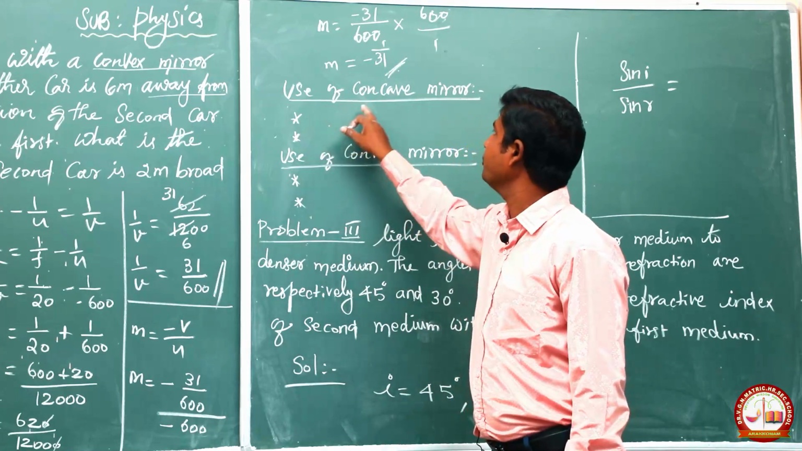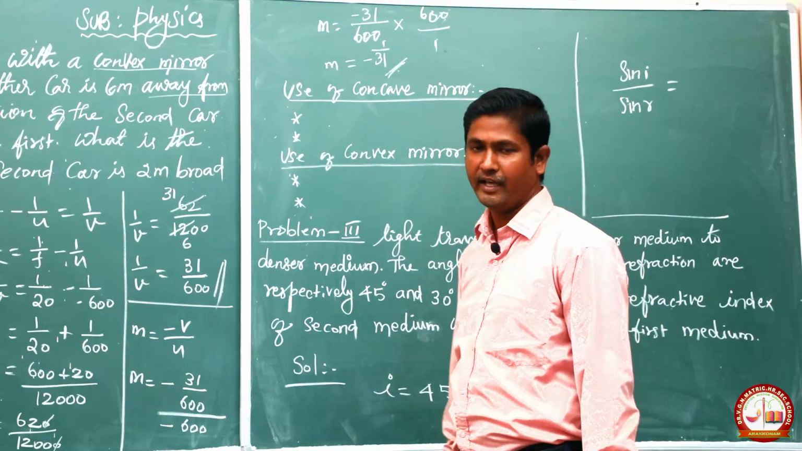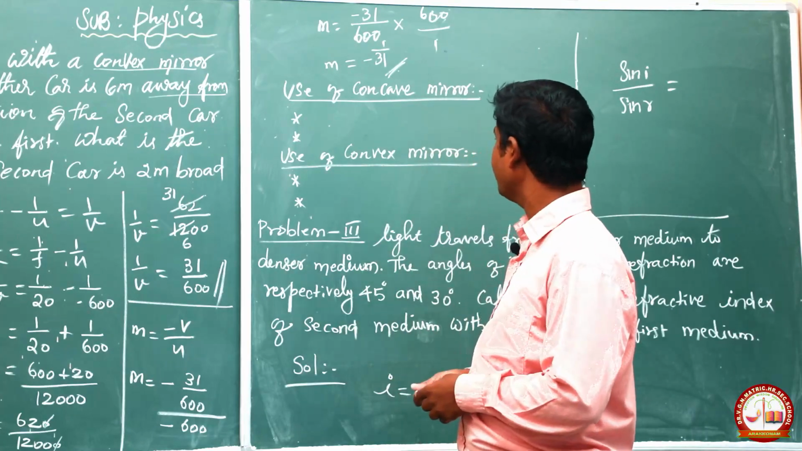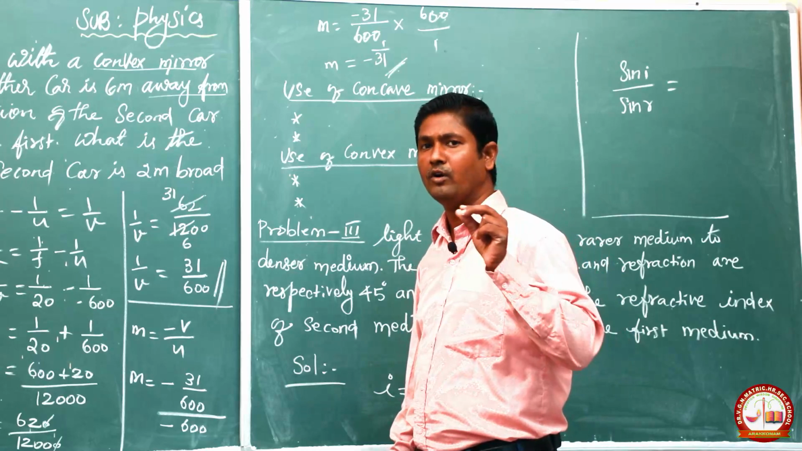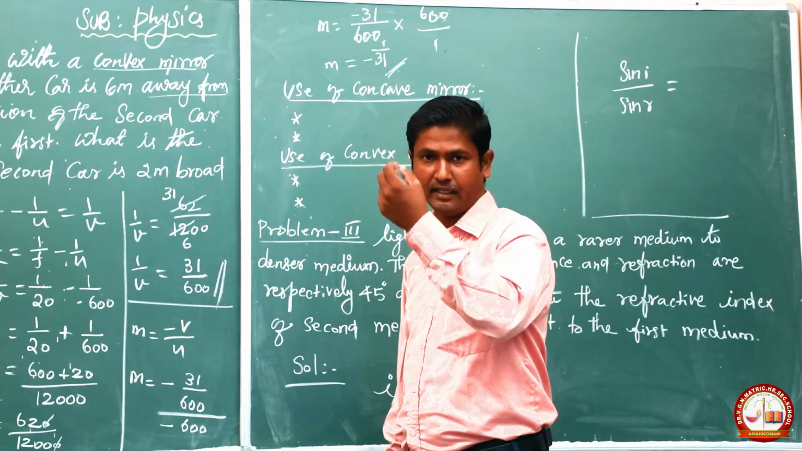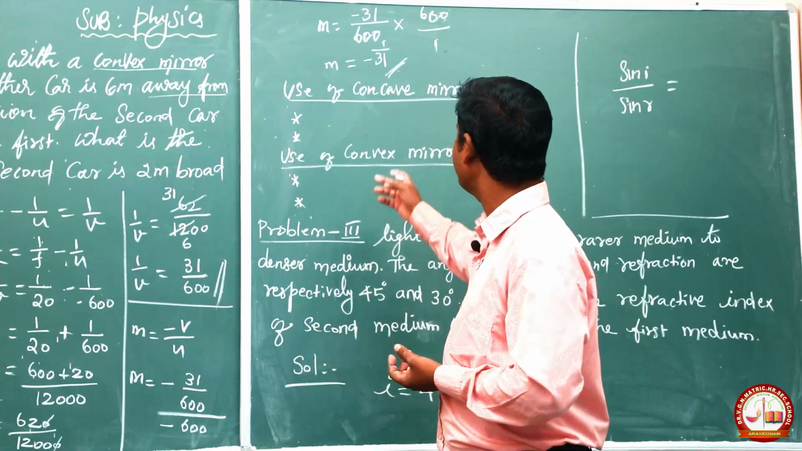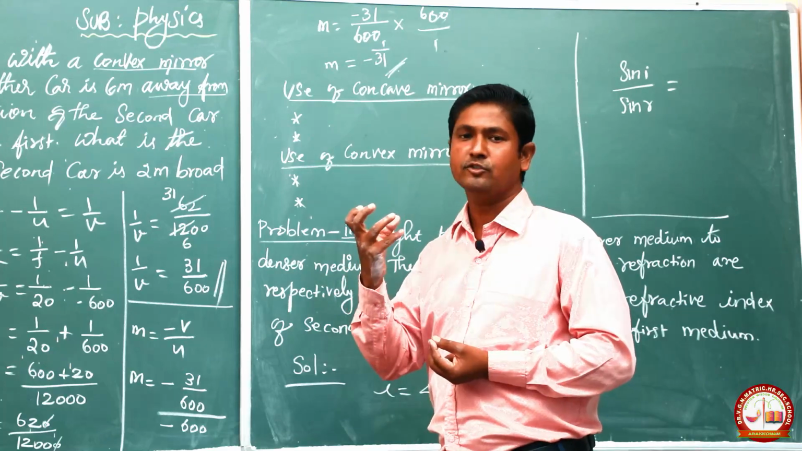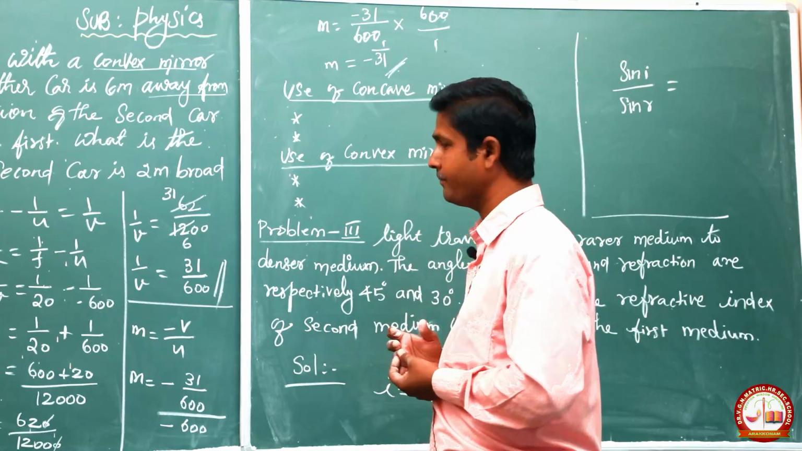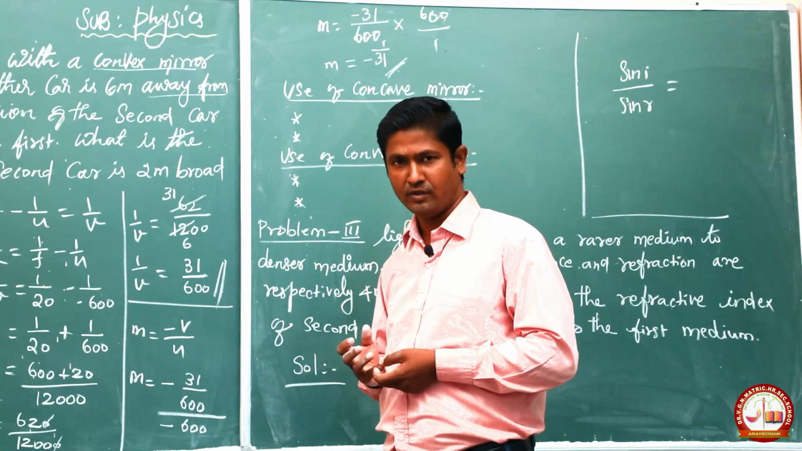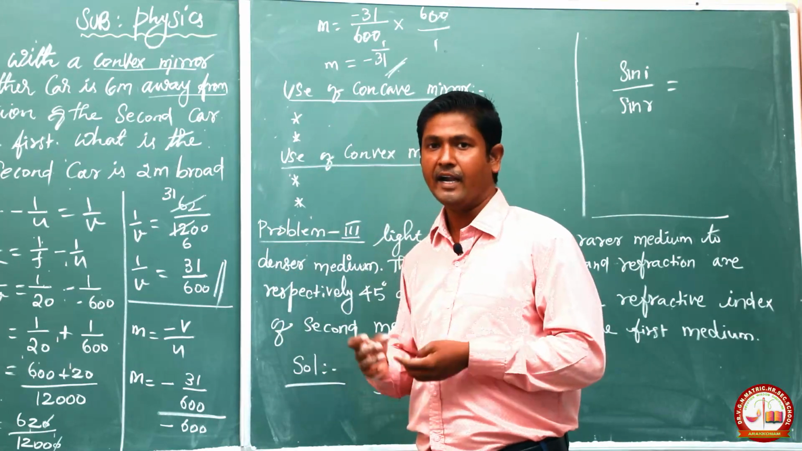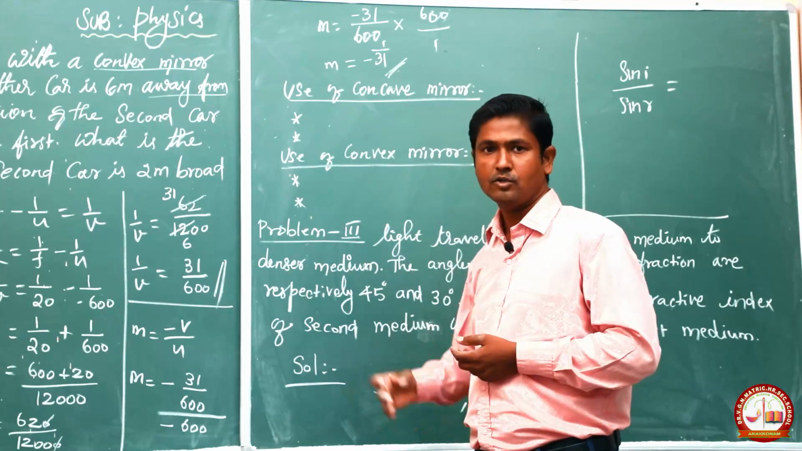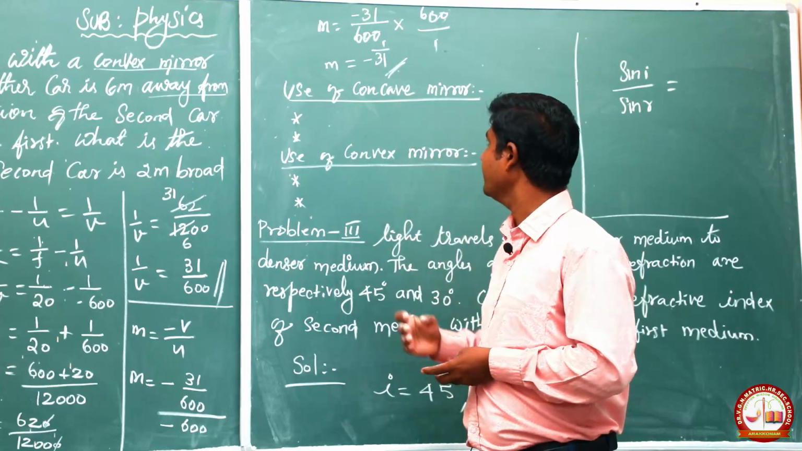Next, go to uses of the concave mirror. The concave mirror has many uses. Very important uses of the concave mirror: first, the dentist doctor's head light for treatment. Another use is the vehicle's headlight. The solar heater is also a use of the concave mirror. And the makeup mirror, the face mirror, also uses a concave mirror. So there are many important uses of the concave mirror.